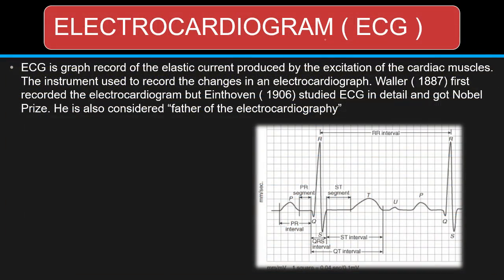Now comes the electrocardiogram, ECG. ECG is a graph recorded of the electric current produced by the excitation of cardiac muscles. The instrument used to record the changes is the electrocardiograph. Waller in 1887 first recorded the electrocardiogram, but Einthoven in 1906 studied ECG in detail and got the Nobel Prize. He is also considered the father of electrocardiography.